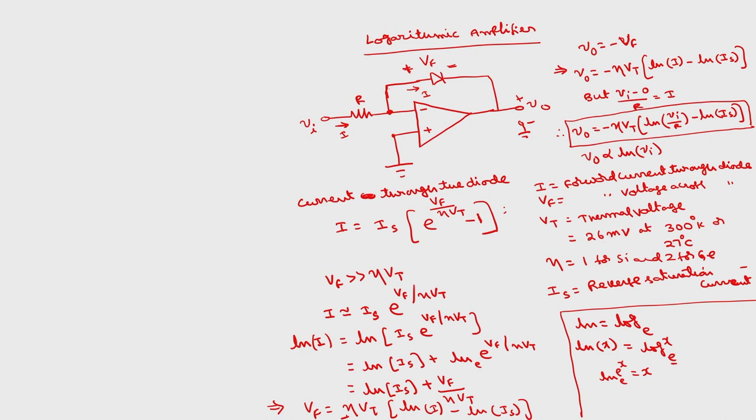But there are some drawbacks of this logarithmic amplifier. There are two temperature dependent terms. One is eta Vt, which is the scaling factor here. And another is ln Is, which is in fact the offset term. Because of these temperature dependent terms, the output will vary with temperature.